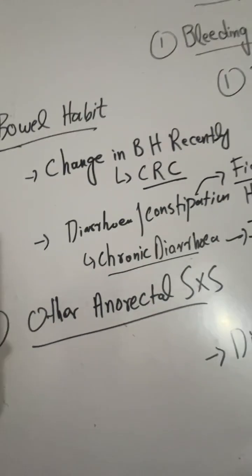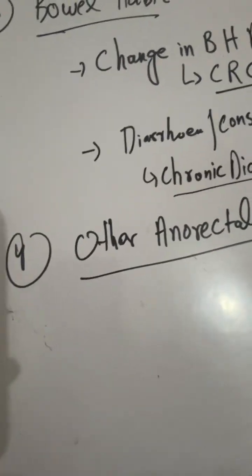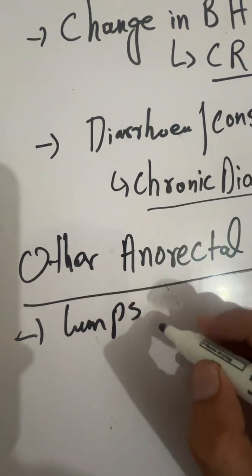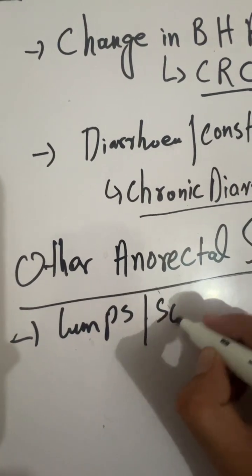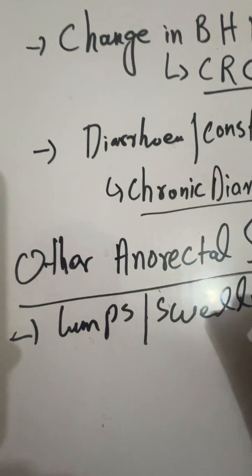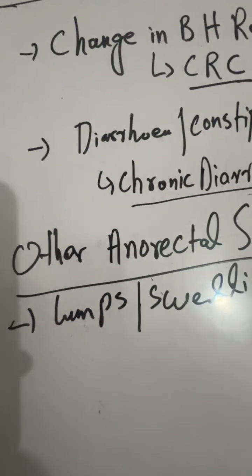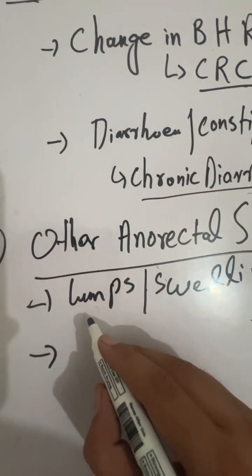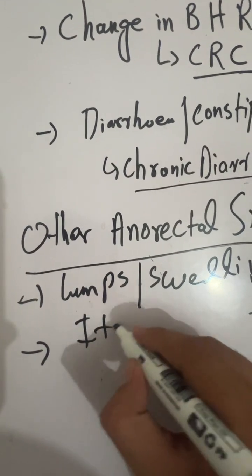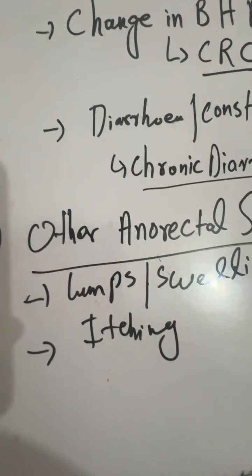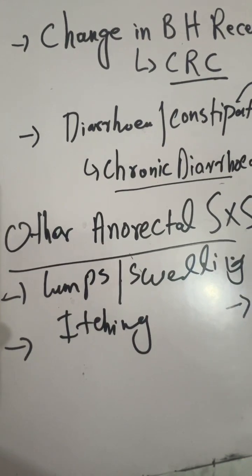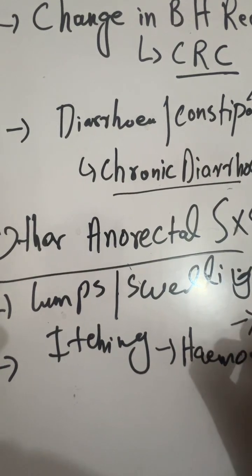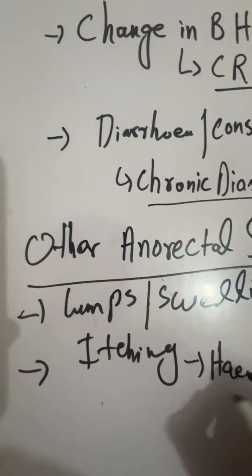So what we will ask about the anorectal symptoms: is there any lumps or swelling around the anal region? Okay, then we will also ask about any itching or irritation. So itching around the anal region plus bleeding per rectum, then we will think about the hemorrhoids. Okay, so this will be hemorrhoids.